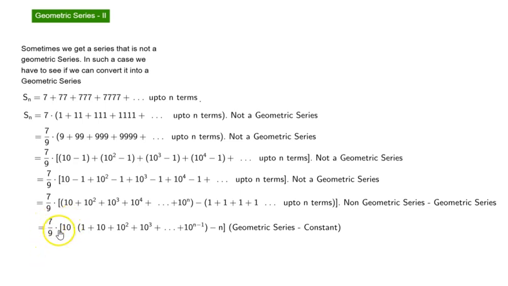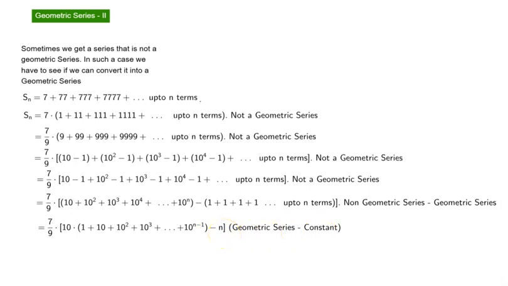So we get 7 by 9 times 10. Now 10 we have to take out of each of the terms. So we have 1 plus 10 plus 10 square plus 10 to the power of 3 plus and so on. And the last term in this will be 10 to the power of n minus 1. And 1 plus 1 plus 1 is nothing but n. Now we have a geometric series minus a constant.